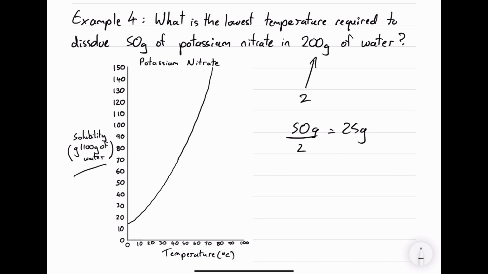So we need to use our ruler to draw horizontal and vertical lines to and from the line of best fit at a solubility of 25 grams. And we get a temperature of approximately 14 degrees Celsius. So the temperature required to dissolve 50 grams of potassium nitrate in 200 grams of water, or 25 grams of potassium nitrate in 100 grams of water, is 14 degrees Celsius.